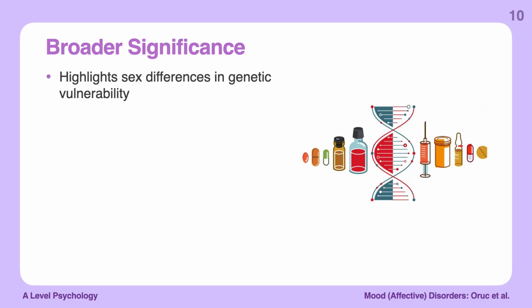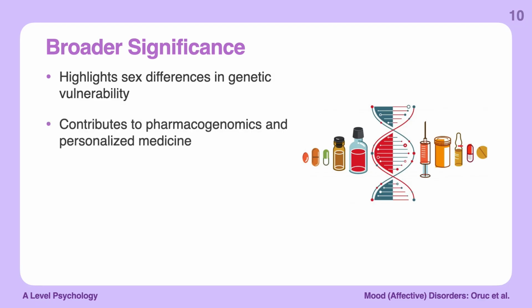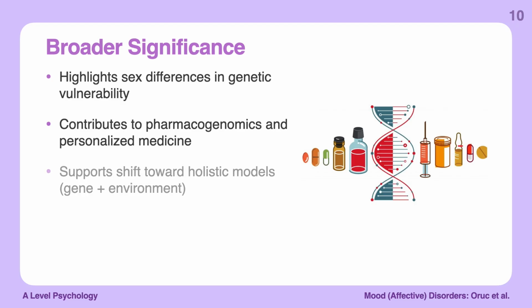differently. It contributes to pharmacogenomics and personalized medicine. Understanding genetic differences could eventually help predict who might respond better to different medications. Like having a genetic manual that helps doctors choose the right treatment for each individual person. It supports the shift toward holistic models that consider both genes and environment. The fact that they found relatively weak genetic effects suggests that environment and gene-environment interactions are probably crucial.